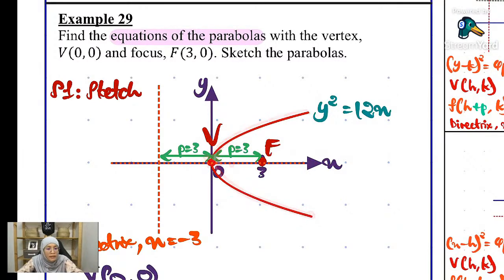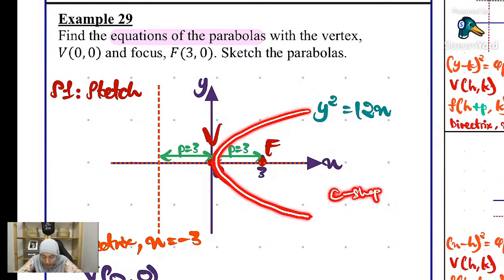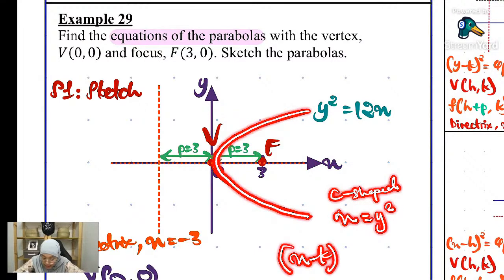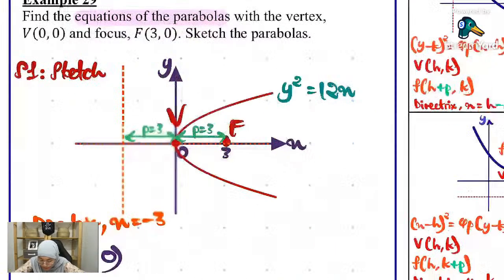So there's nothing wrong, it's very easy. Because once we know the shape, we will automatically know the formula. So the way I memorize, this is C shape, isn't it? C shape is very easy. It is just X equals to Y squared. The thing is, I cannot write down X equals to Y squared only. I have to write down the full formula, which is Y minus K squared equals to 4P. Is it 4P?